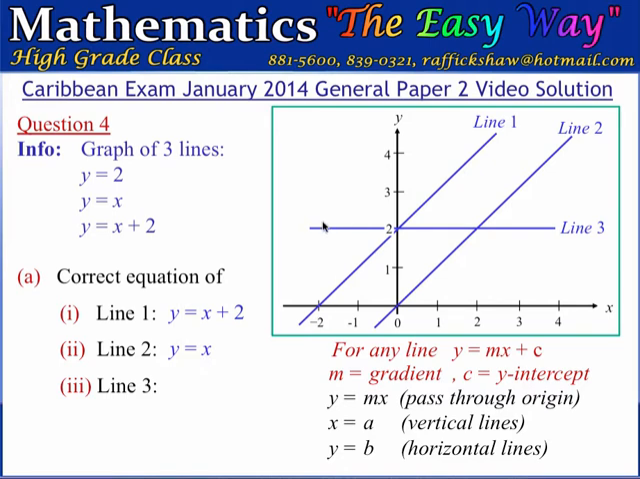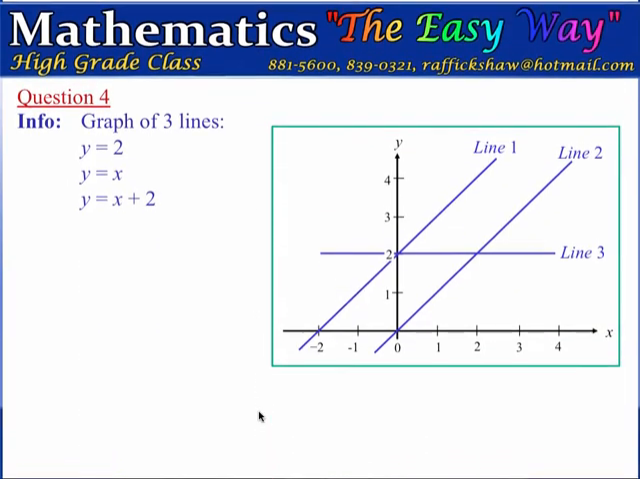And then, as I said before, horizontal lines are of the form y equals a constant, and this line y equals 2 was line 3. It's a horizontal line crossing the y-axis at 2, and so line 3 is the line y equals 2. And so that's the answer for that part of the question. Let's move down now to part B.